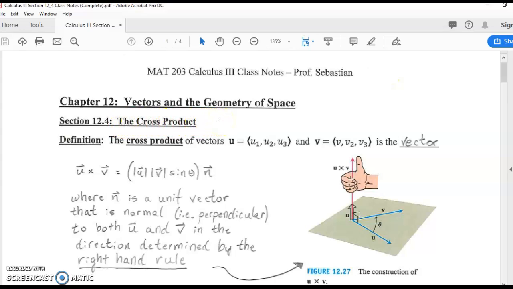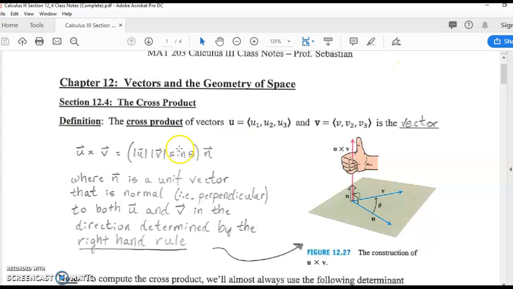In section 12.3, we talked about the dot product. So there are two different types of vector multiplication. The first was the dot product in section 12.3, the result of which was actually a scalar, not a vector. That scalar did allow us to have some geometric interpretation as far as getting the angle between two vectors. The cross product is another type of vector multiplication. However, this time the result is a vector.